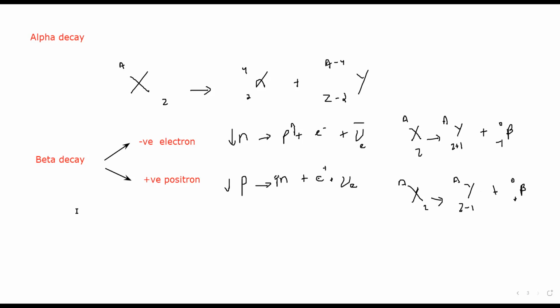And for gamma, there's no change in atomic number or atomic mass. Gamma is the emission of electromagnetic radiation. So when you have a radioactive nucleus which is unstable and vibrating, it releases energy, and that is known as gamma. So we have alpha, beta, and gamma emissions.